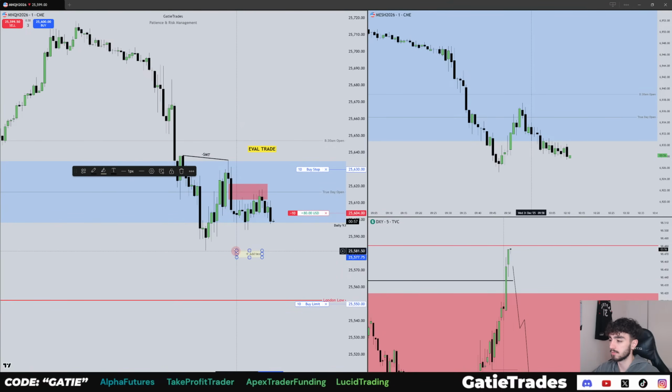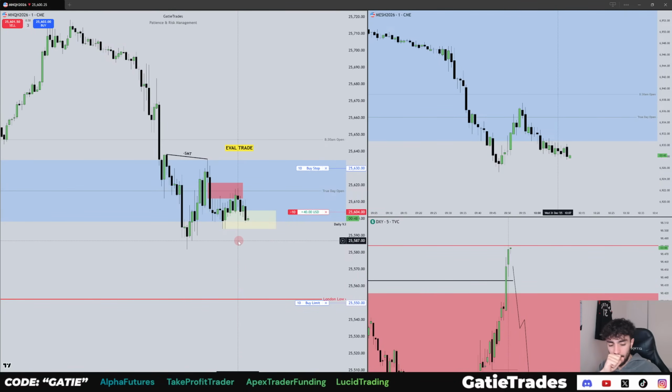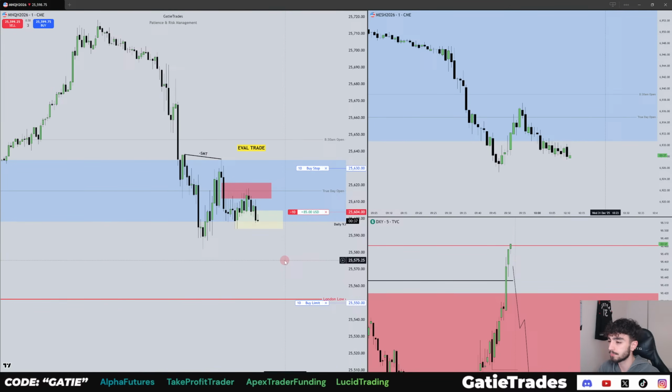I don't think so. I think this could literally chop the entire session. I'm being honest. No, I don't want to reduce my stop. You could move it here. I think we'd have to get below this low for me to do that. At least below this one.